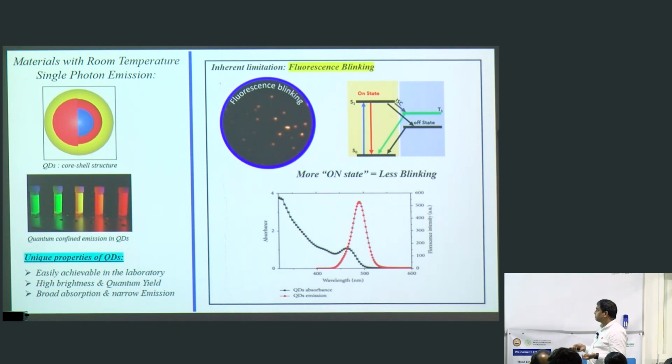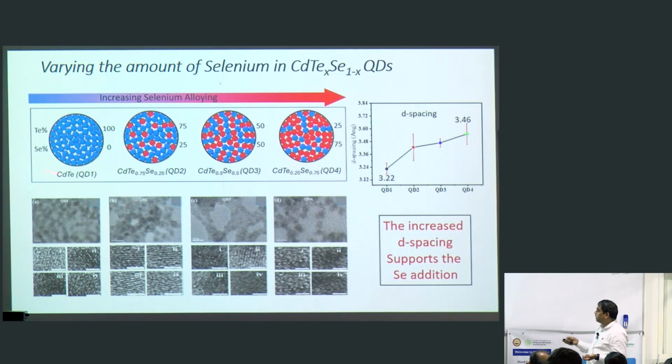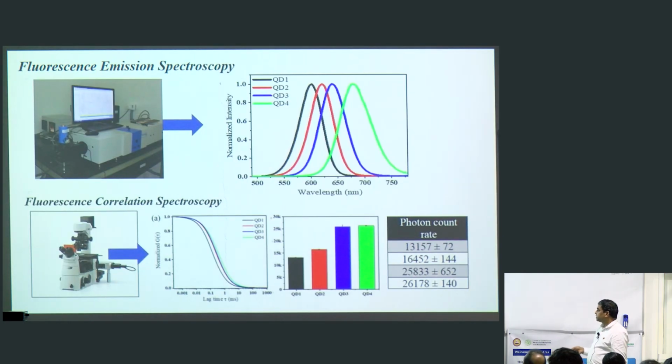So what we have done in this case is tune the materials by incorporating selenium. I am not going into the details, but we have four different types of materials. And then, using the single photon techniques, we measured the photon counts. Whenever we increase the selenium incorporation, the single photon emission photon counts increase. It means brightness is increasing, which is one of the important criteria for single photon emission. It is very beautiful that it has doubled, from 13,000 to 26,000, by incorporating the selenium, right?